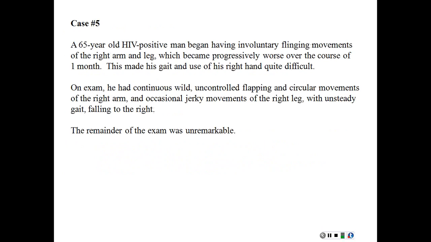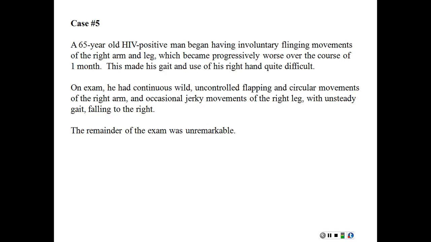All right, doing well. There's 2 more to go, I think. Well, maybe it's 1 more. A 65-year-old HIV-positive man began having involuntary flailing movements of the right arm and leg, which became progressively worse over the course of 1 month. This made his gait and the use of his right hand quite difficult. On examination, he had continuous, wild, uncontrolled flapping and circular movements of the right arm and occasional jerky movements of the right leg with unsteady gait falling to the right. The remainder of the exam was unremarkable.